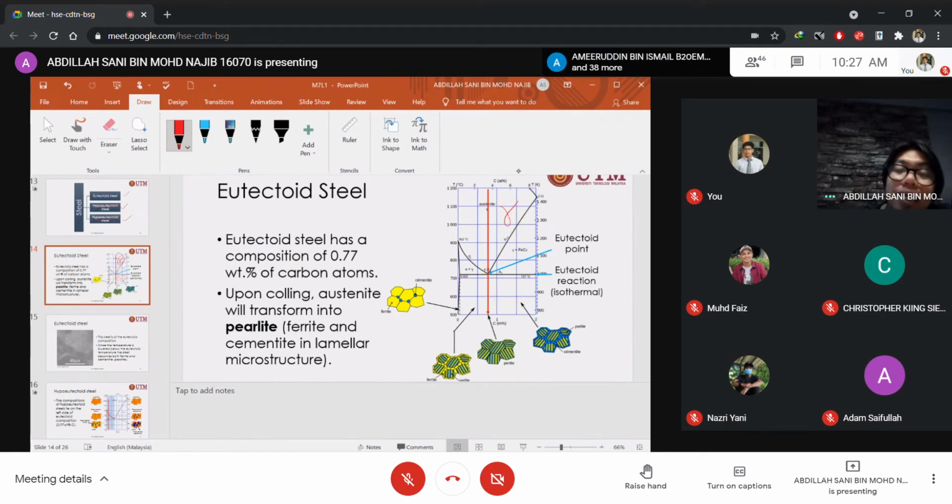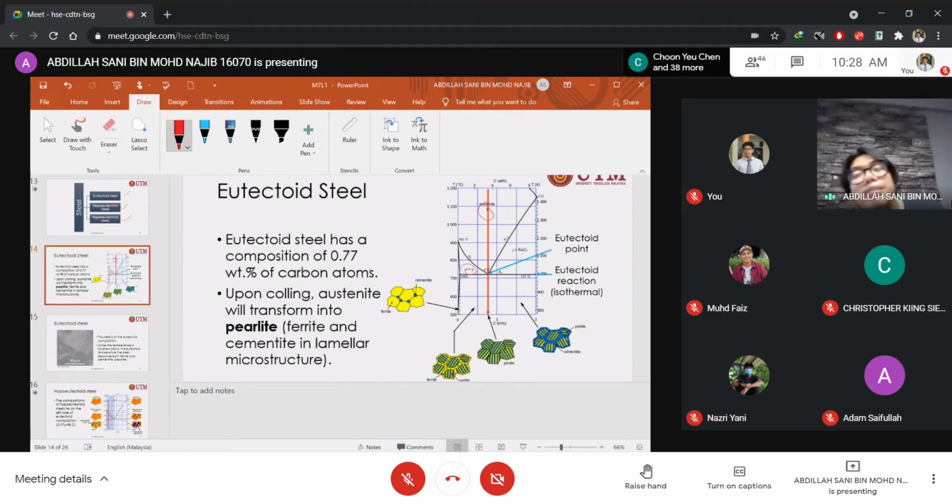This exact transformation is from one into two. If the composition is diverted a little bit, there is some intermediate process in between. So you have gamma, and at first you have gamma and alpha, and then after that you get alpha and cementite. So what happened?